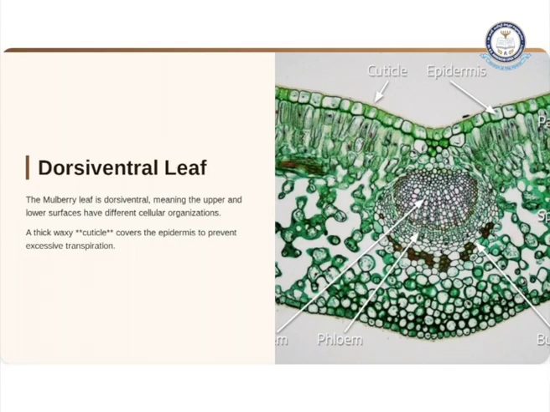So here if we see in the picture, there is a layer. The epidermis is covered by a layer called the cuticle. This cuticle is a thick waxy type of cuticle, and it covers the epidermis to prevent excess transpiration. What is transpiration? Transpiration is the loss of water from the leaf. The cuticle doesn't allow the water molecules to move outside and be transpired.